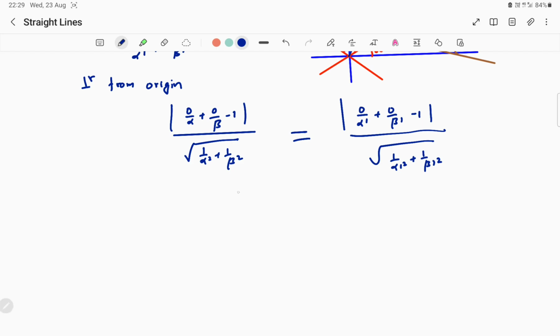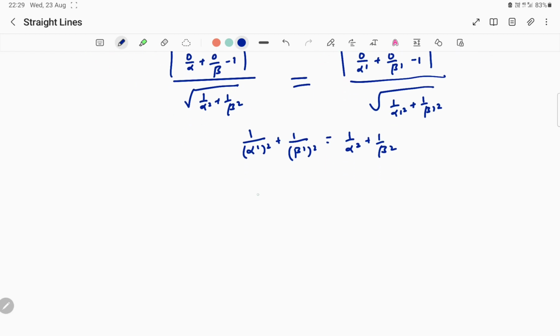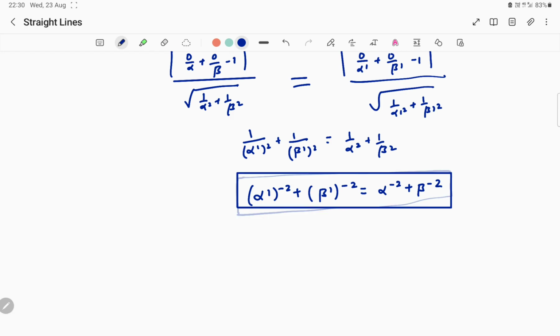So anyway, from here we got how much? We can square both the sides, or we can do the cross multiplications and we can square it. So we got 1 by alpha dash square plus 1 by beta dash square is equal to 1 by alpha square plus 1 by beta square, which we can also write as alpha dash whole to the power minus 2 plus beta dash whole to the power minus 2 is equal to alpha to the power minus 2 plus beta to the power minus 2. This is what exactly we have to prove.